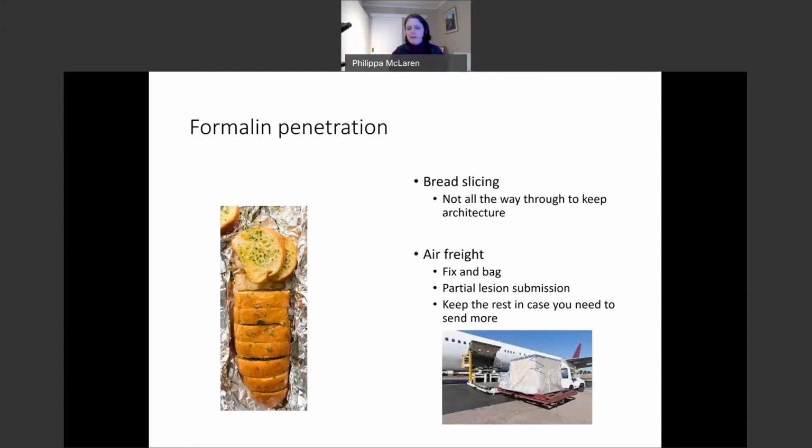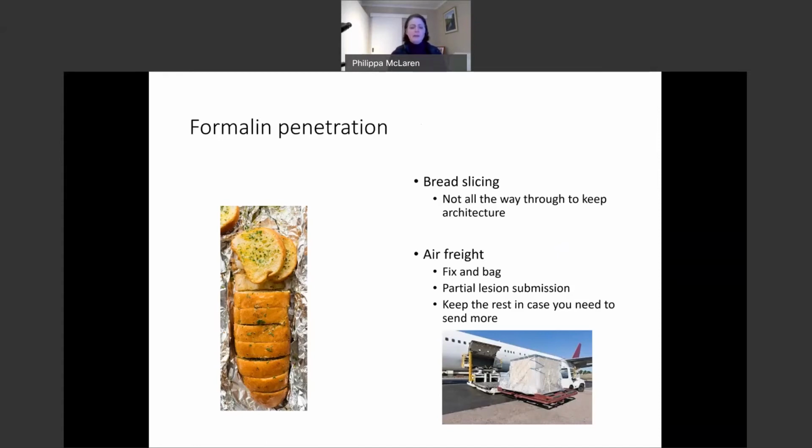Once you've got that really large specimen, there's a way of trying to keep it together so that the pathologist or the scientist can select the sites, but that you can still make sure it fixes. It takes a full day to get nearly a centimeter of tissue fixed, and you can imagine that in a very large specimen, that's going to take a long time. The garlic bread slicing is my way of explaining we want you to keep that architecture intact, but get slices through it so that you can get the formalin penetrating into the lesion.